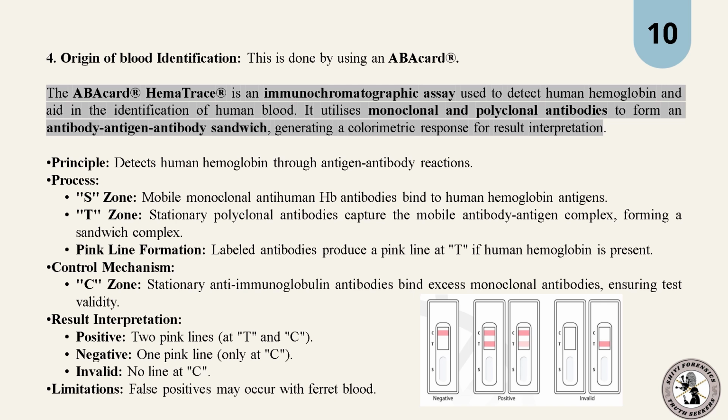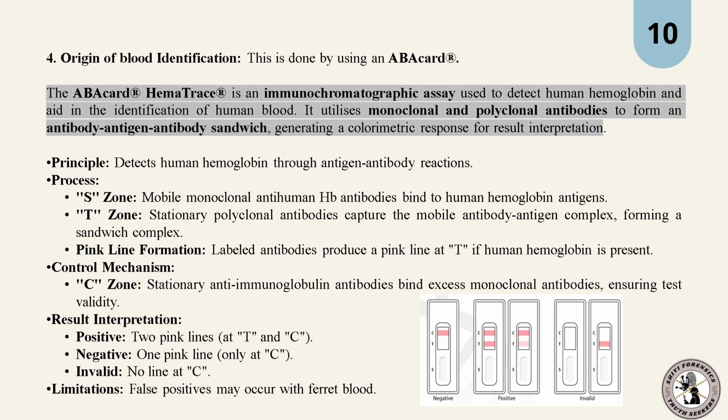And the basic principle is that the whole technique is based on antibody interaction. It will form a sandwich of antibody, antigen, and then antibody, and based on it we will get the color, and based on that we will determine whether our biological fluid, which is blood, belongs to a human or not. So as you can see here in this picture, we have three zones. One is C, another one is T, and the last one is S.